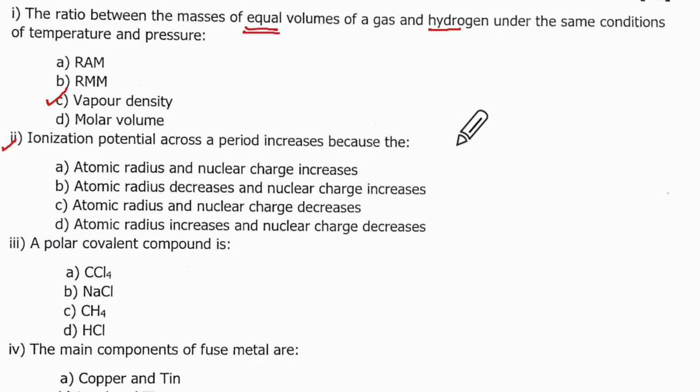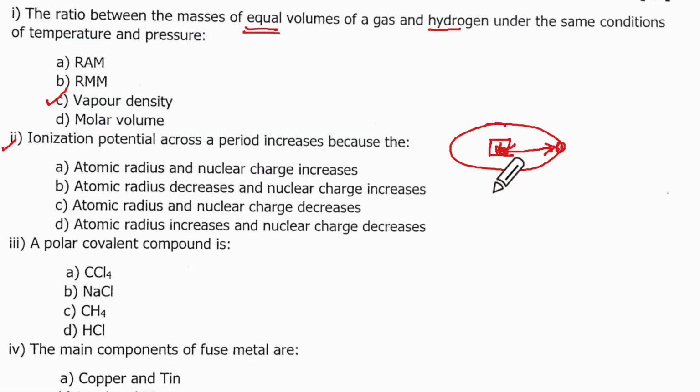Second one, ionization potential across the period increases. Why does IP increase? It means more energy is required to remove the electron from the outermost shell of the atom. This is your nucleus, and the force between the valence electron and the nucleus, if it is going to be more, then IP is going to be more, energy is required, correct?